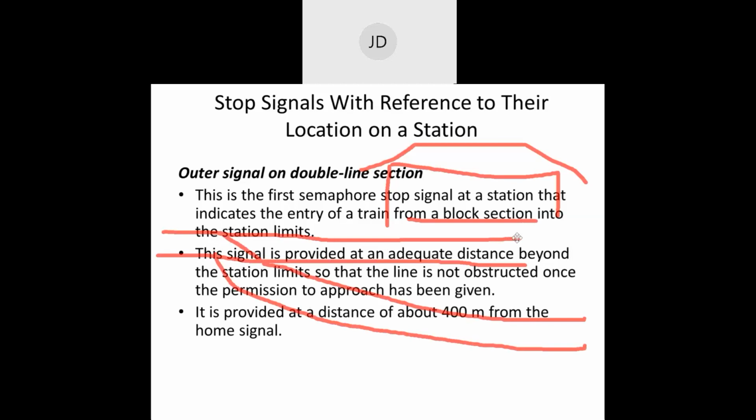Suppose this is a railway station of any class, and this is a point and crossing to create this double line. A home signal will be here nearby the station, and the outer signal will be somewhere here, because suppose the train is moving from this direction, it will first encounter this outer signal. It is provided at a distance of about 400 meters away from the home signal. That means the outer signal is located 400 meters ahead of the home signal, which is nearby the railway station.